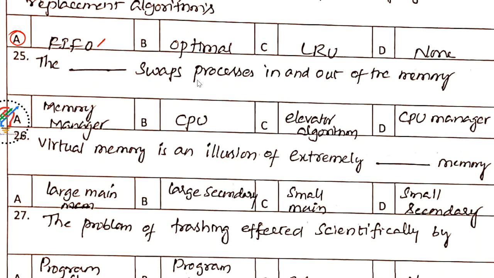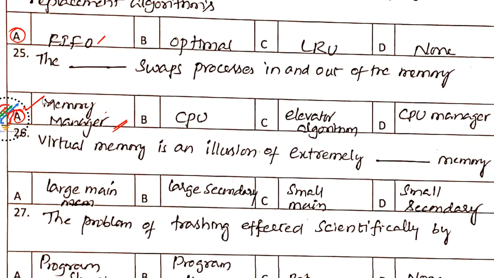The dash swaps processes in and out of the memory. Options: memory manager, CPU, elevator algorithm, CPU manager. The correct option for this question is the memory manager. So memory manager is the correct answer.